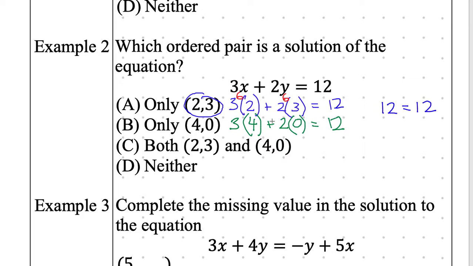And what does the left side simplify to? 12 plus 0. 3 times 4 is 12, so 12 plus 0 is indeed 12. So what do you conclude from 12 equals 12, Ulysses? That is correct, that (4, 0) is a solution. Perfect. So that means that (2, 3) is a solution and (4, 0) is a solution, which means our answer, as everyone shouted out, is C.